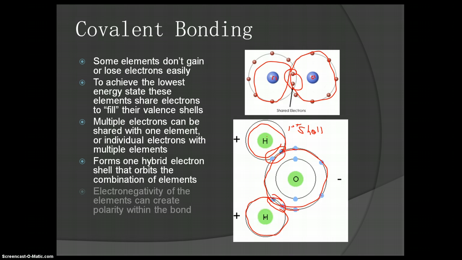And that forms a hybrid shell. And what happens, we're going to talk about this more in the properties of water, is electronegativity. The pull of one nucleus over the other can actually create a polar bond, which gives them a slight charge. And that's it for now.